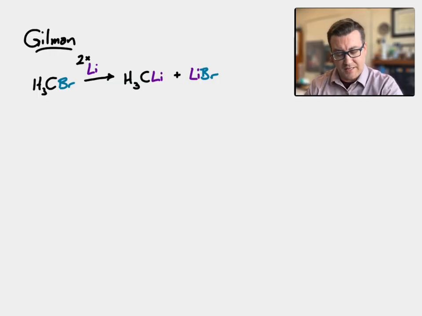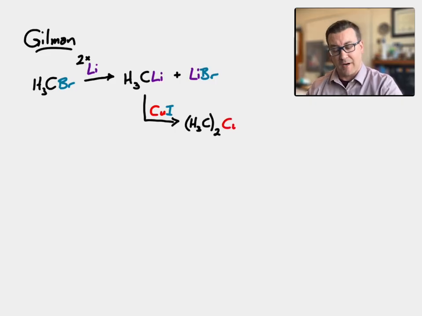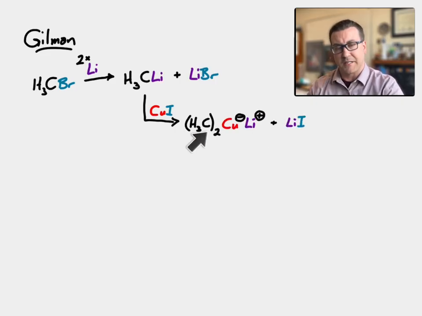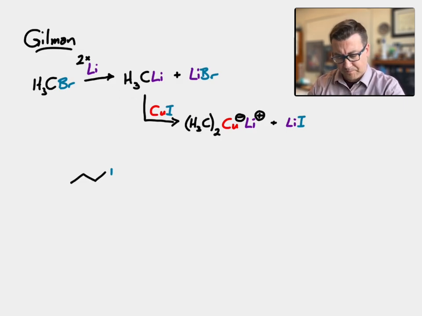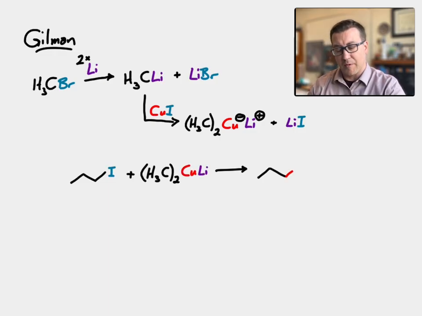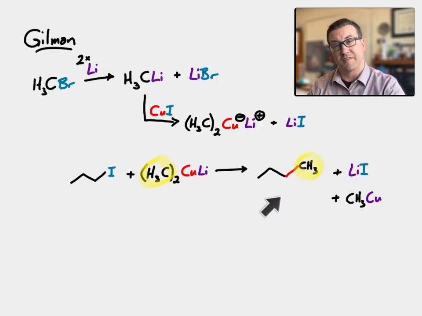This is not the Gilman reagent yet. Now you add this reagent to copper iodide, and you get this cuprate species. So you notice that you've added two of these alkyl groups, in this case the methyl group, to the copper. When you add a Gilman reagent to another alkyl halide, you form a new carbon-carbon bond. So this is a very powerful carbon-carbon bond forming reaction.